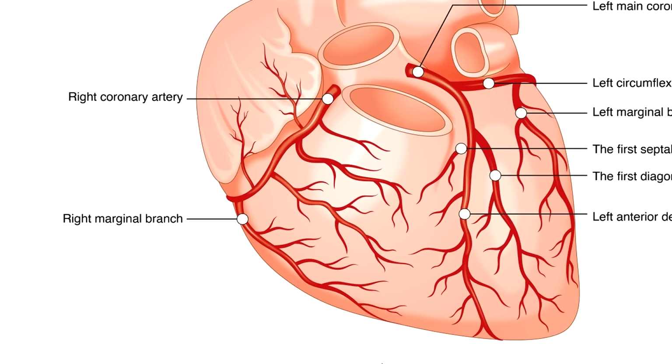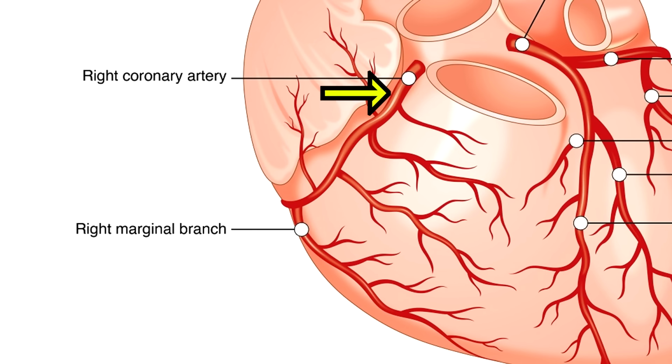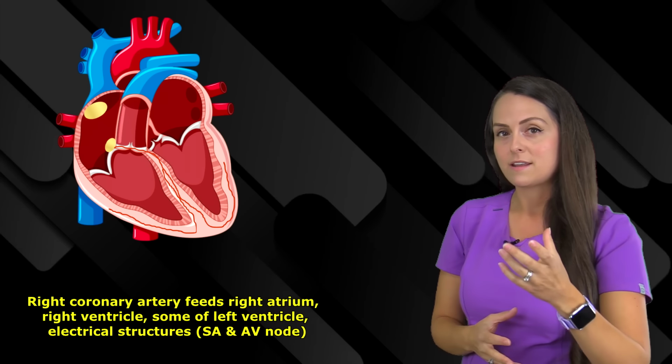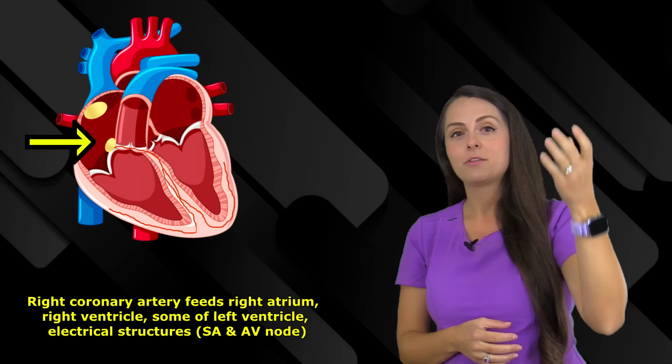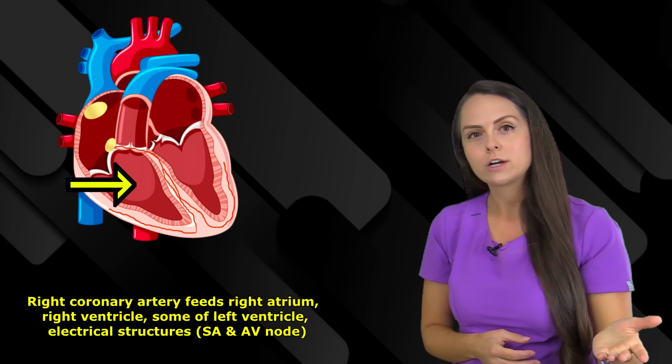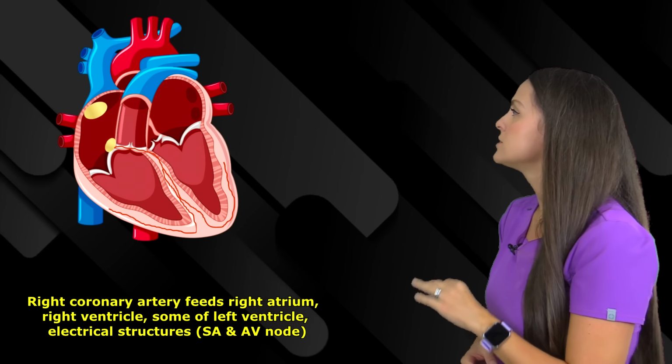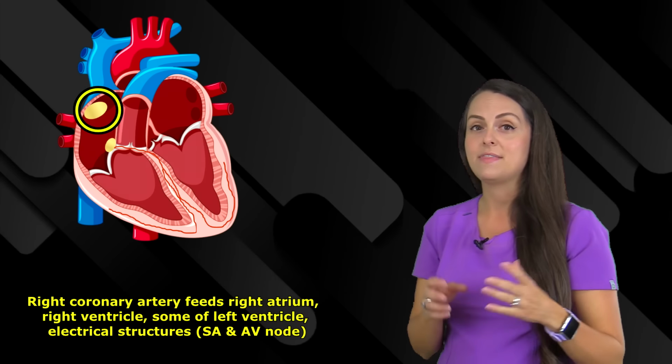Now, with the right coronary artery, it's going to come off the aorta and go on to that right side of the heart. And it branches off into two main arteries. We have the right marginal artery, and then we have the right posterior descending artery. And these arteries are going to further branch out, and they're mainly going to feed that right side of the heart, such as the right atrium, the right ventricle, some parts of the bottom of the left ventricle, and even the electrical structures in our heart, like the SA node and the AV node.